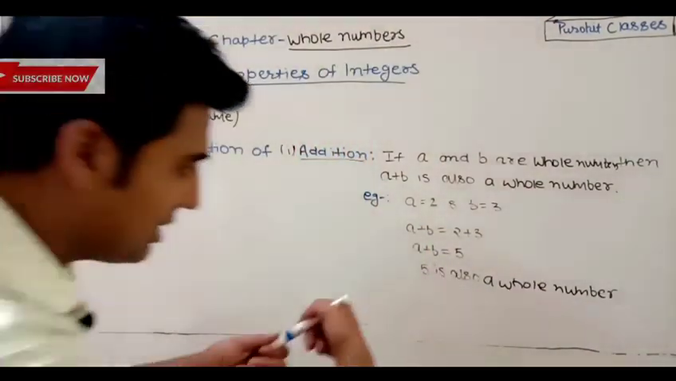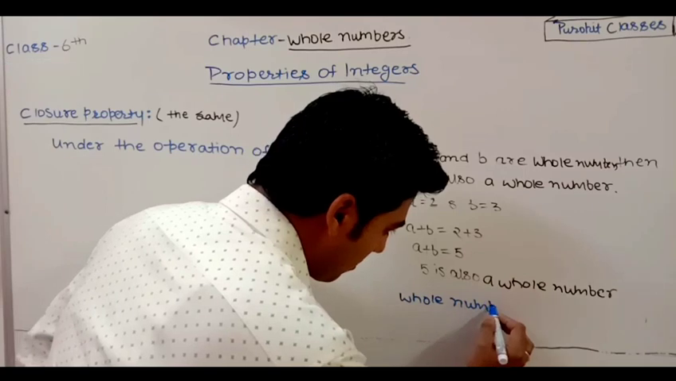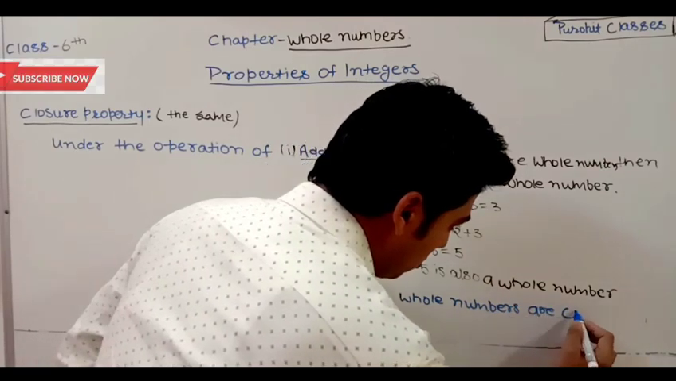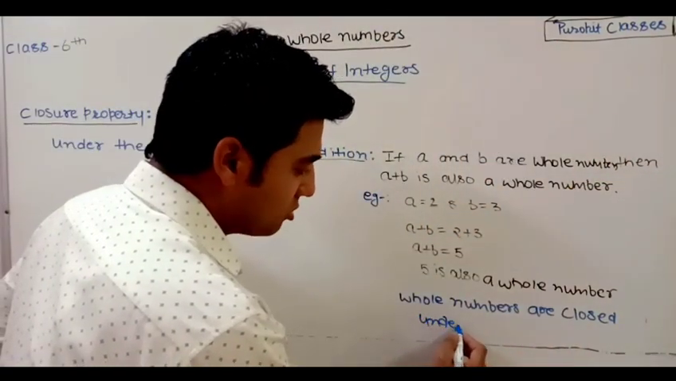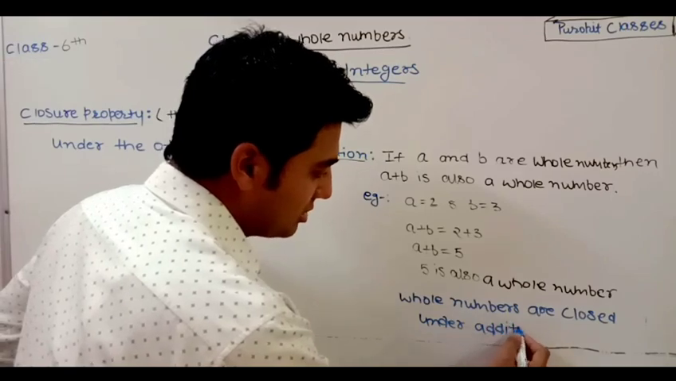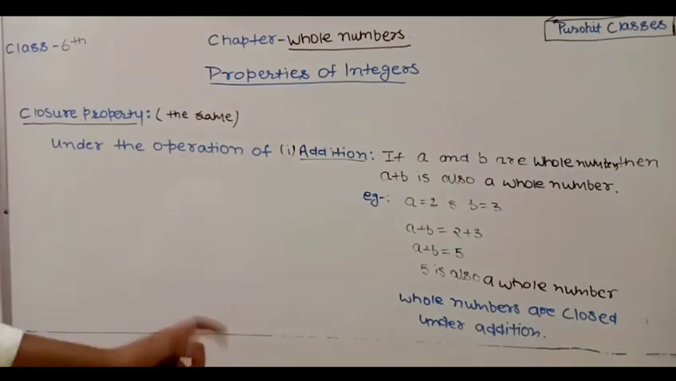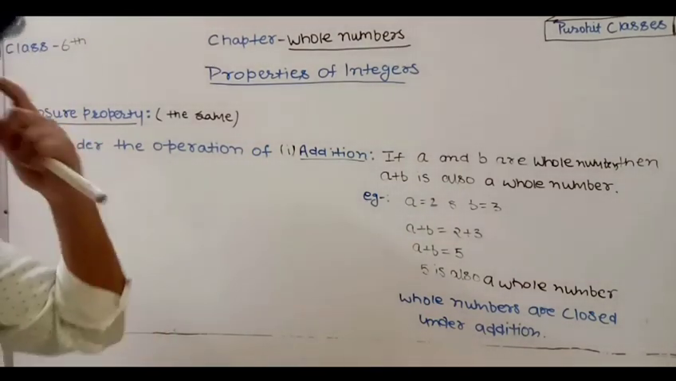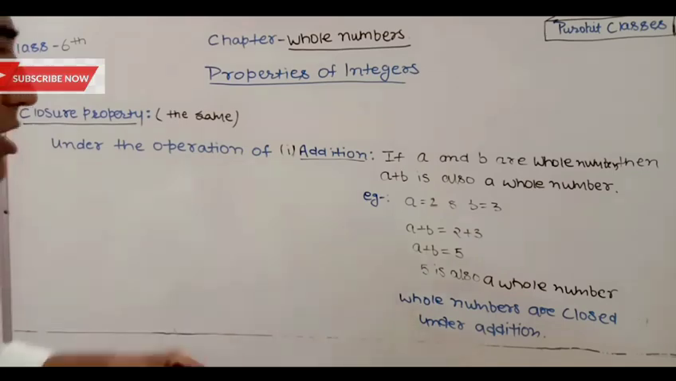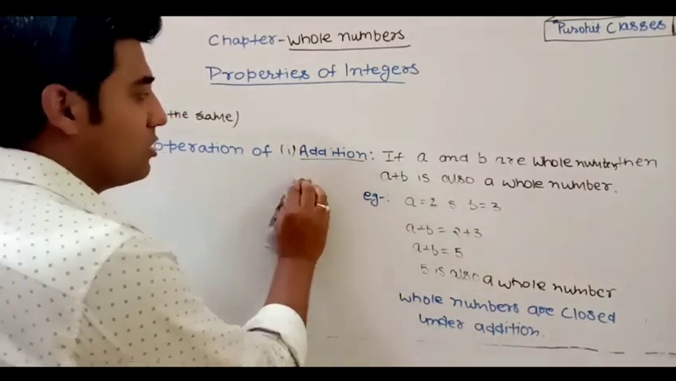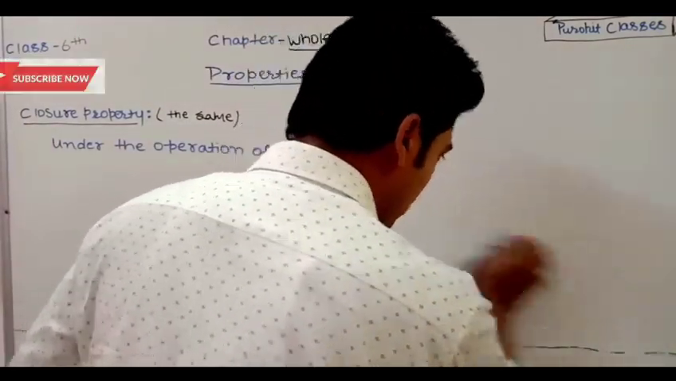So in short, we can write here whole numbers are closed, which means they follow the closure property, under what operation? Addition. Under addition. This may be asked in the form of true and false. Getting or not? Okay. Now second, we have to check the same thing for the operation of subtraction. As you know, there are 4 basic operations: addition, subtraction, multiplication and division. So now in the second part, we will be checking it for subtraction. Till then, what do you think, will it follow or not?